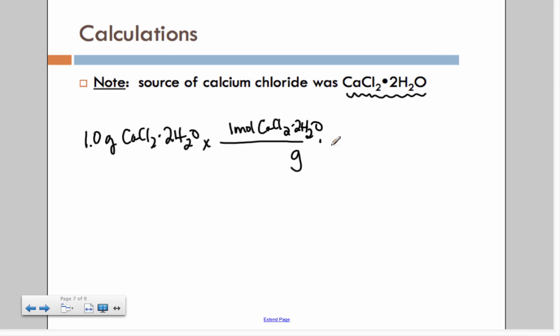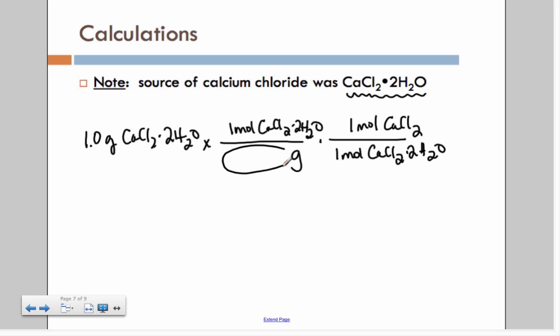Okay. And then we know that for every 1 mole of CaCl2 dihydrate, I'm going to get 1 mole of CaCl2. Okay, so just a little extra step here that you're going to want to do to do the calculations for theoretical yield. The molar mass that you're going to use here, guys, is going to be the molar mass of your dihydrate. Okay, so if you did the pre-lab calculations, you probably just did it for CaCl2. You're just going to modify those calculations to do it this way. Hopefully that is clear.